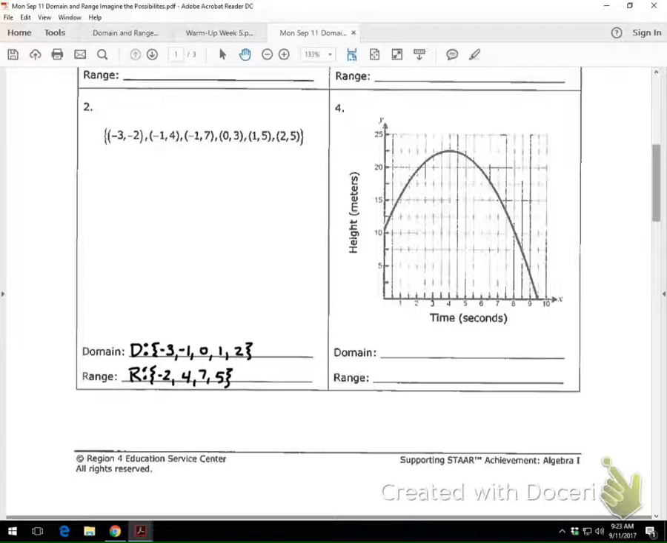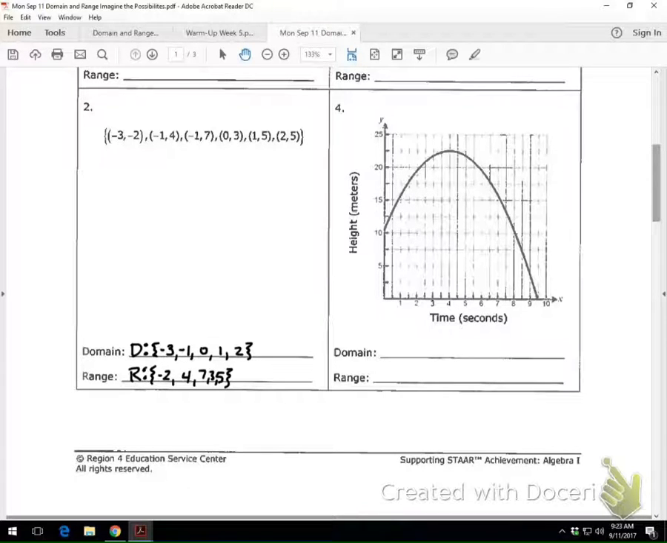Do I need to repeat the 5s? No. So, you don't have to repeat numbers. 99% of the time on the STAR test, they don't repeat them. So, you just got to know which one goes with which. Like this -3 is going with this -2. This -1 is going with this 4. This -1 is also going with this 7. And then 0 goes with, oh, I forgot 3. With 3, and then 1 goes with 5, and 2 goes with 5. You just got to know that. Okay? Alright, now on to the graph.